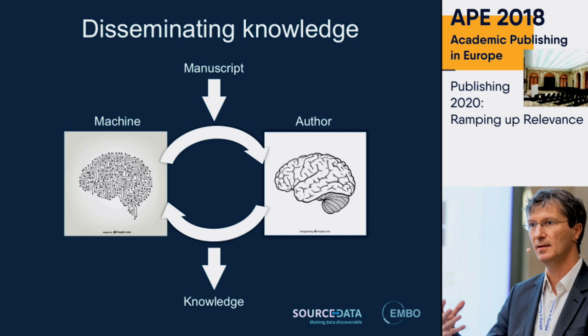So to finish, I think AI and machine learning is a fantastic opportunity, of course, for publishers. It is a fantastic opportunity to make publishing more efficient, to make it maybe cheaper. It is a fantastic opportunity to enrich the scientific content in ways that would not have been possible before.